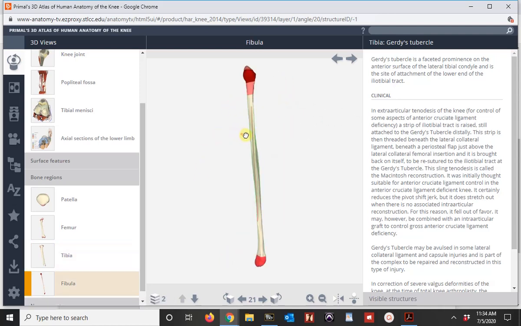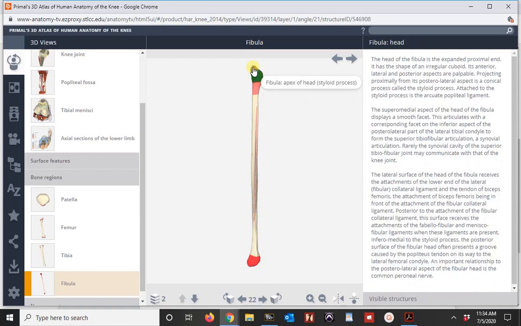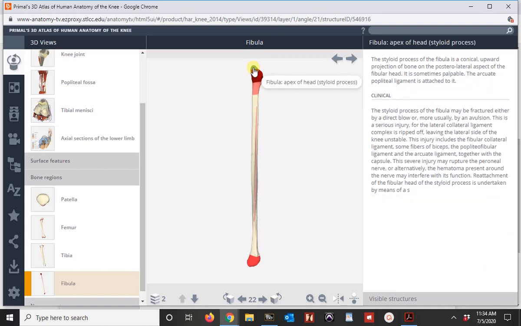Now here's the fibula. And so here is the inside of the fibula. This would be the interosseous border. That's where the interosseous membrane attaches to attach it to the tibia. Here's the anterior border. So this is the front. This is the anterior of the fibula. Here's the head up here. And then there's a little tiny styloid process that sticks out there.